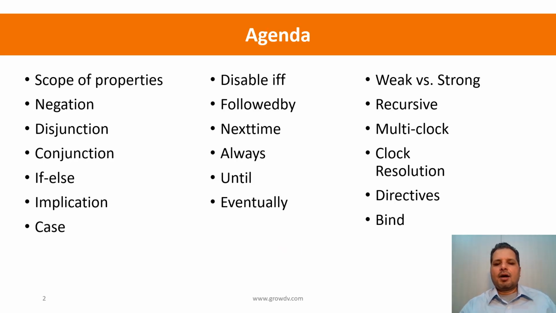So our overall agenda today is again three parts. So the first part will understand what's the scope of properties. Then we had looked at 7 different types of properties. So we will look at each one of them, how to do negation, disjunction, conjunction, if else. Then we have already looked at implication, case. So we looked at type of properties, and then we'll look at some of the property operators, the if or the disable if operator. There's a popular use case, then followed by operator, next time operator, always, until, eventually.